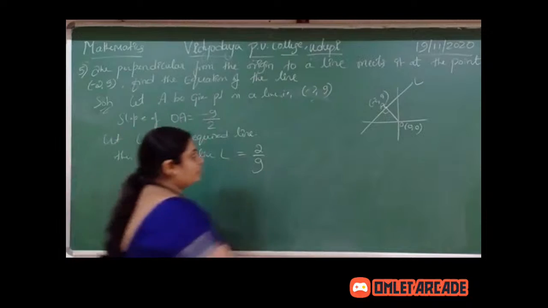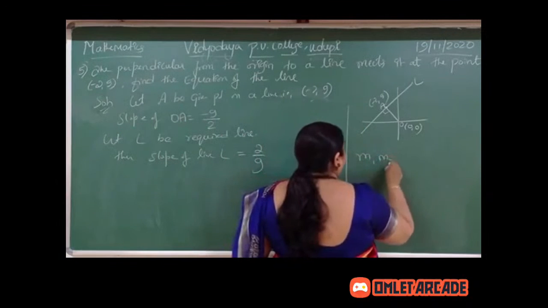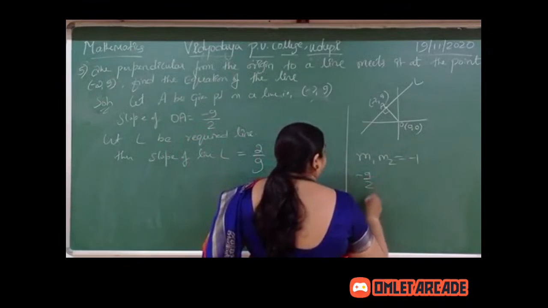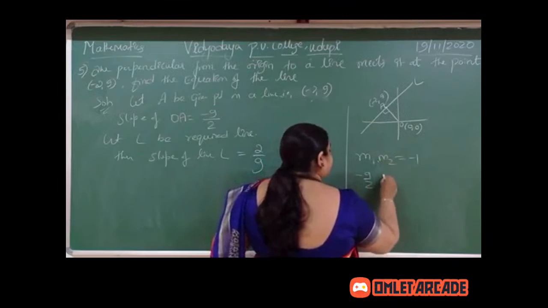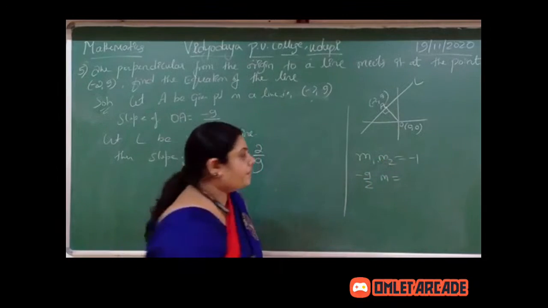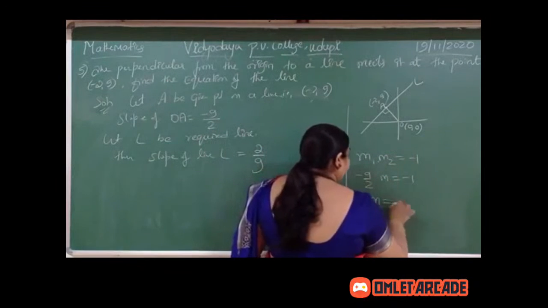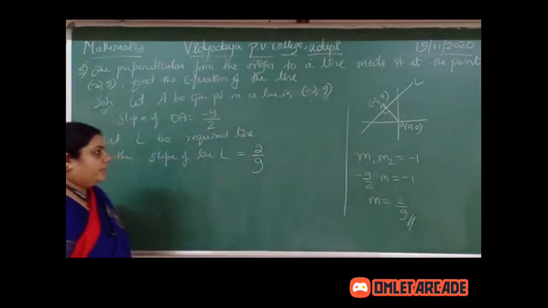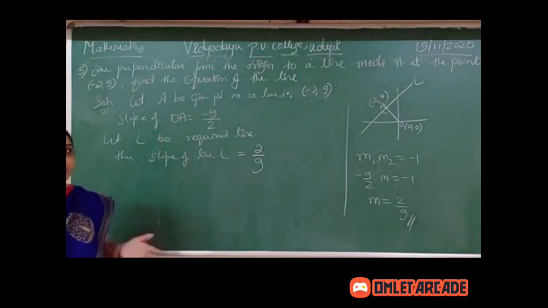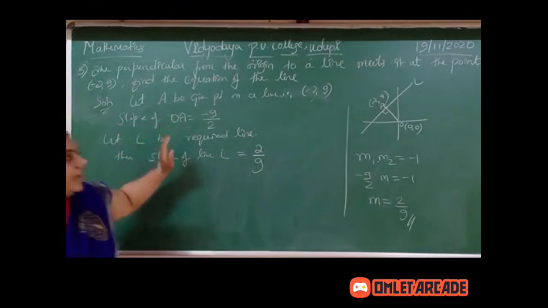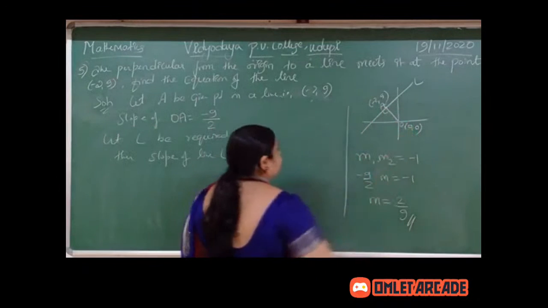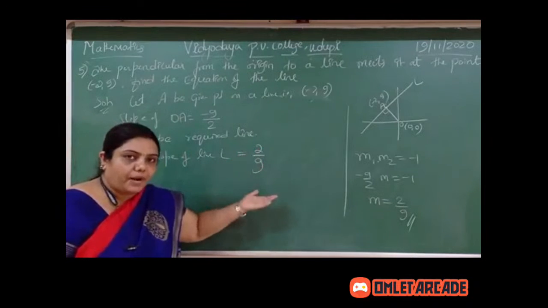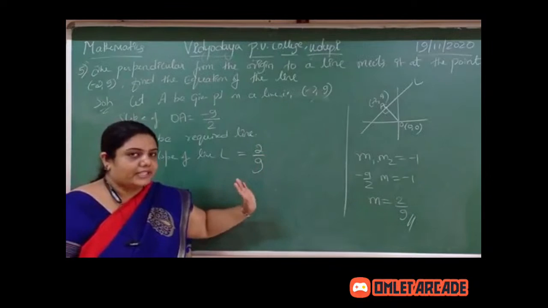Did you get this? Let me show this here. M1 times M2 is equal to minus 1. This is the perpendicular condition. M1 is known, minus 9 by 2, and M2 I need to find, let me take it as just M, equals minus 1. Then M will be, just shift it, 2 by 9. Did you get this? You should be able to write it directly. If the slope of OA is minus 9 by 2, then the slope of its perpendicular is what? 2 by 9.